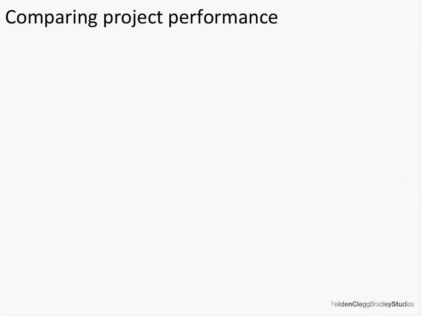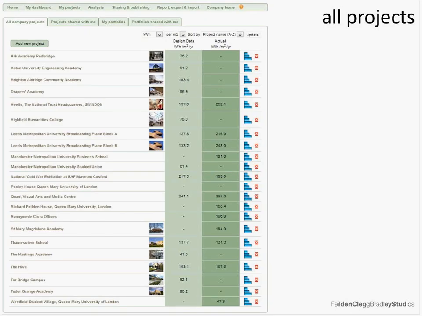So the main way that we actually use CarbonBuzz is just as a repository for all our data. It means we can quickly compare all our data with other benchmarks. So just to show you here, we've got about 20 projects at the minute loaded into CarbonBuzz in various states. Most of them have got design data, and there's quite a few with actual data as well. There's a mix of projects and building types.